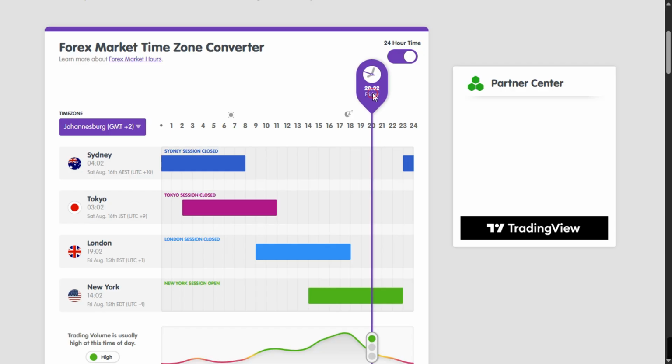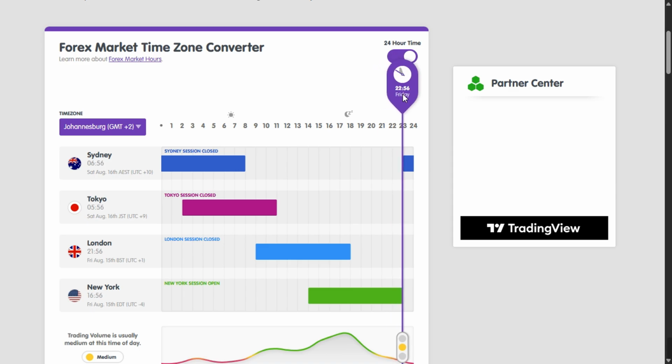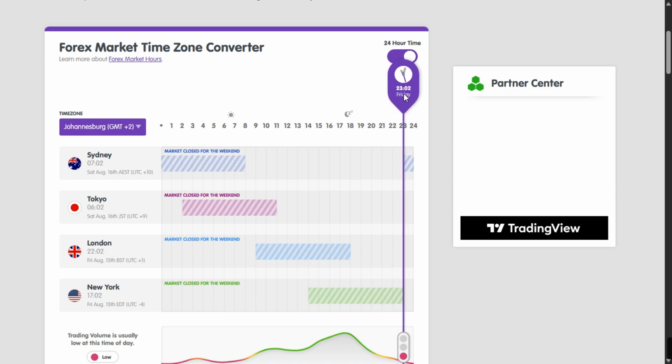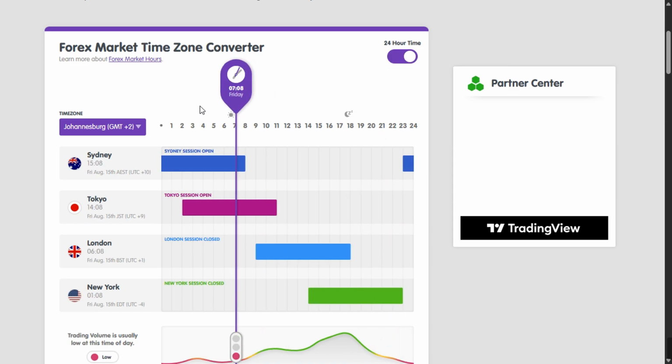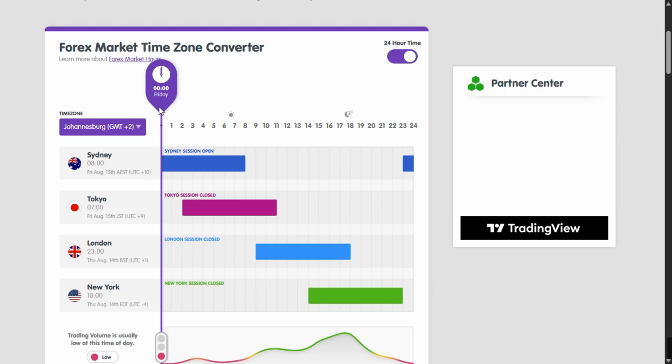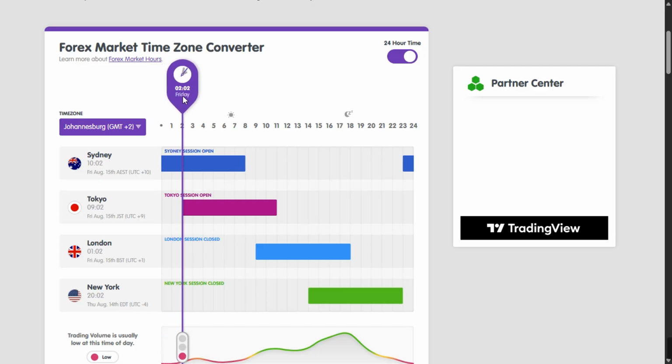Now, here's how it plays out in my zone. The Asian session actually begins at around 11 p.m. South African time. But rather than overcomplicate things, let's start at 12 a.m., when the Sydney session is already open. Then at 2 a.m., the Tokyo session joins in. Remember, both Sydney and Tokyo are part of the Asian trading hours.